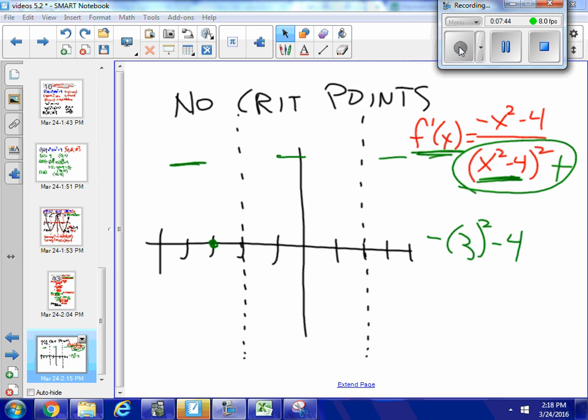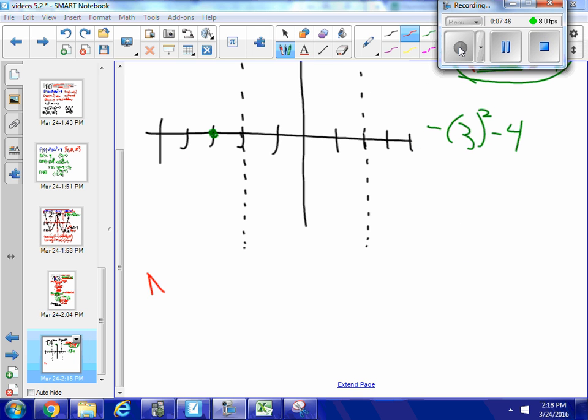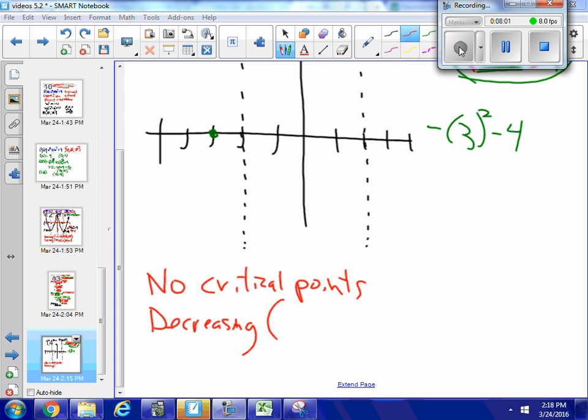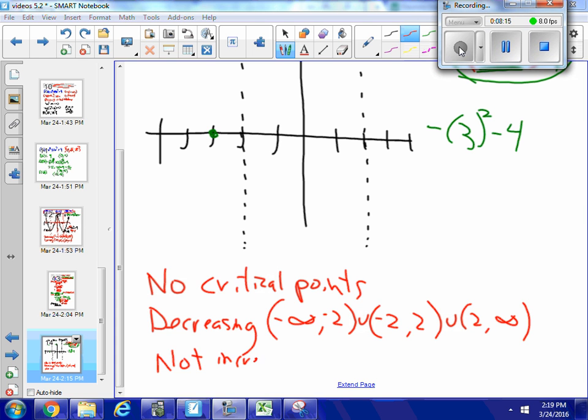So how I would write the answer to this question is no critical points. And I would say the function is decreasing over the entire domain, -infinity to -2, union -2 to 2, union 2 to infinity. And the function is not increasing anywhere.